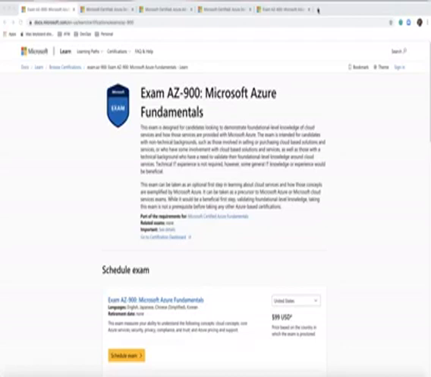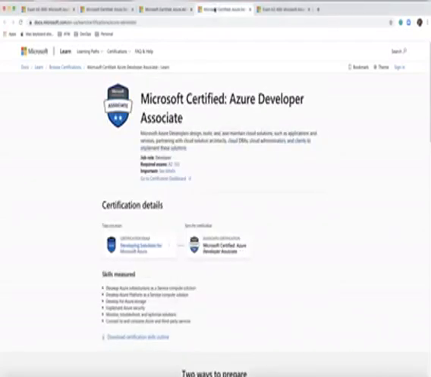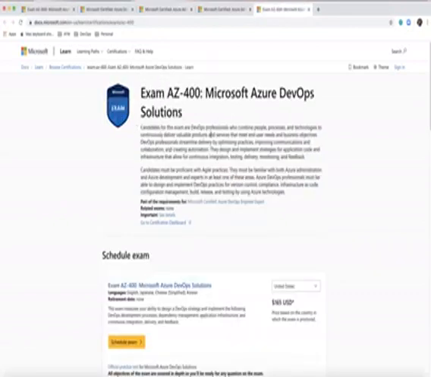So to answer your questions, AZ400 is Microsoft Azure DevOps Solutions. If you straight away take this AZ400 exam, you will be given a title as Microsoft Azure DevOps Solutions, which means you will not be able to get the certificate from Microsoft unless you complete the prerequisite certifications. The prerequisite certifications for this are AZ103 or AZ203. What are 103 and 203? I'll let you know.